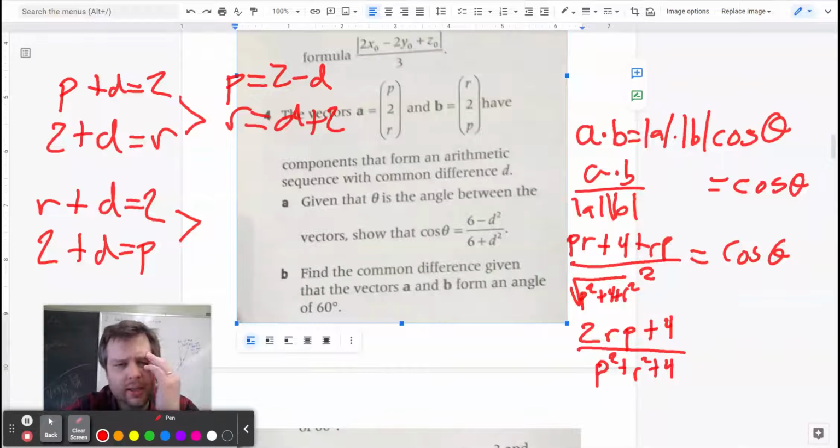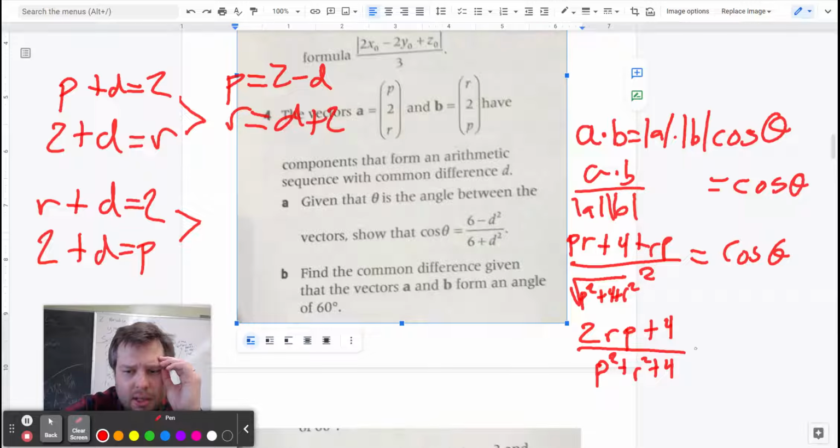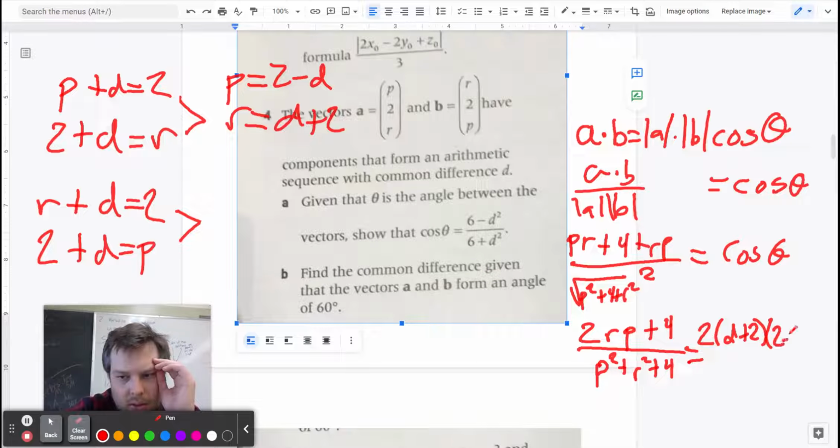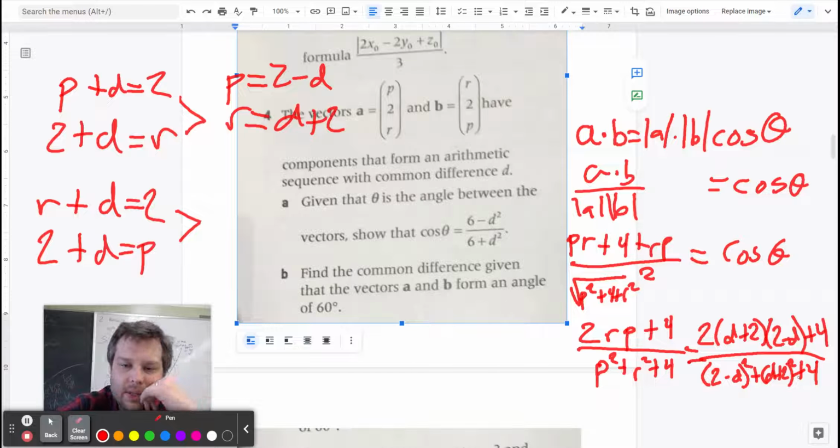Okay. And so then substituting that in down below, we have 2 times D. So sorry, 2 times R, so D plus 2 times P, 2 minus D plus the 4. And then on the bottom, P squared, 2 minus D squared plus R squared, D plus 2 squared plus 4. And then we just hope and pray that this comes out to be 6 minus D squared over 6 plus D squared.